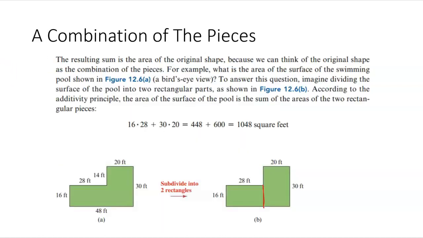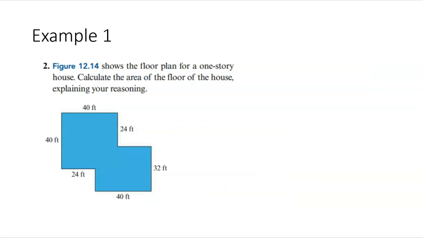In this case, we have this piece here, and we know that this is a 16 by 28 rectangle, and we know that this is a 20 by 30 rectangle. So when we multiply those two, remember order of operations, always multiplication first. You don't need parentheses because the order says multiply before add, but we will multiply those two first and then add them together.